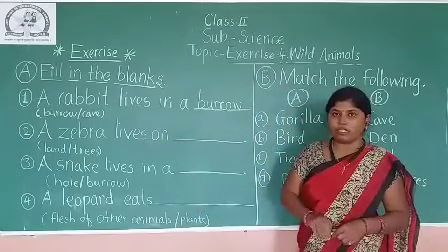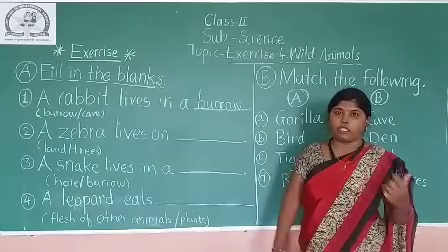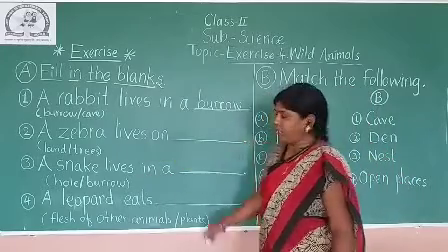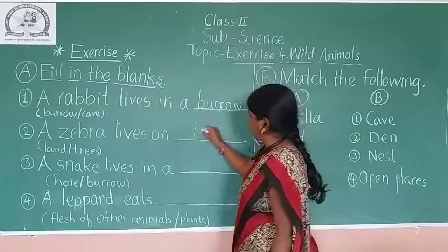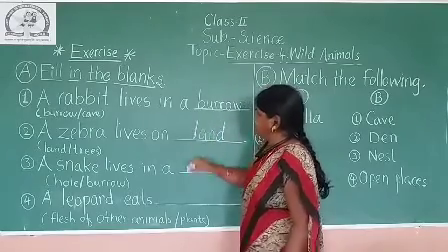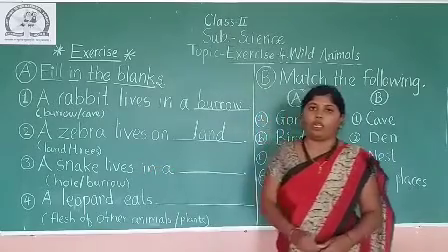Next, a zebra lives on land or trees. So where does the zebra live? Obviously a zebra does not live on the trees. So a zebra lives on land, so you have to write land. On is already there, so you have to write only L-A-N-D, land.